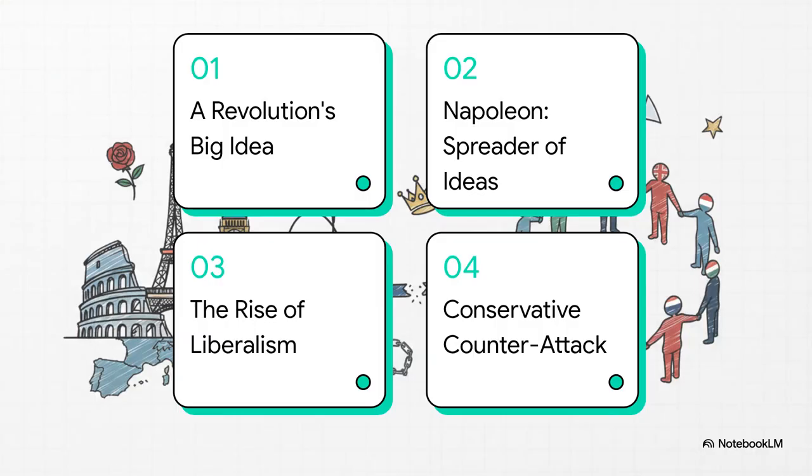Alright, so here's our game plan. First, we'll tackle the massive idea that came out of the French Revolution. Then, we'll see how Napoleon spread that idea all over Europe. After that, we'll dig into the rise of liberalism, and finally, check out how the old guard tried to fight back. It's the perfect roadmap to help you revise.